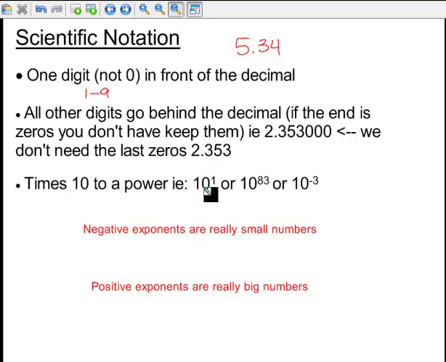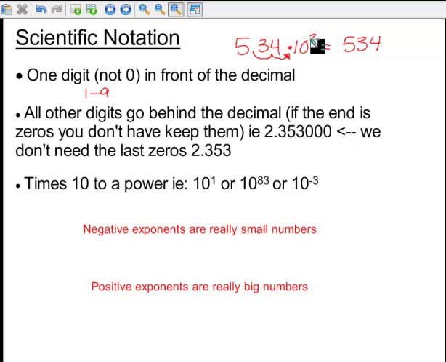And then we're going to take that number times 10 to a power. So times 10 to the second power means I'm taking this number and multiplying it by 10 twice. If we look on a calculator, 5.34 times 10 once is going to be 53.4. 5.34 times 10 again is going to be 534. So each time you multiply by 10, your decimal moves one place to the right.